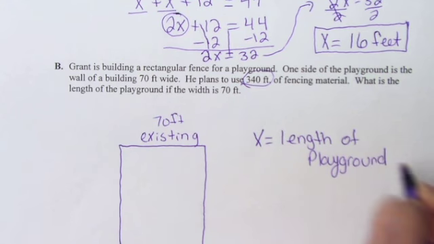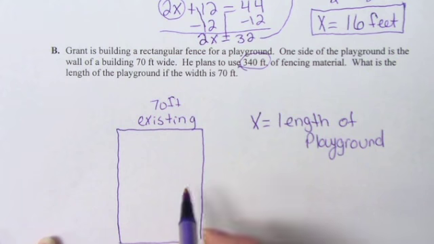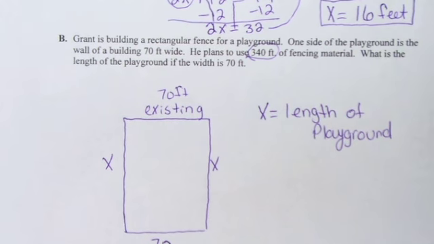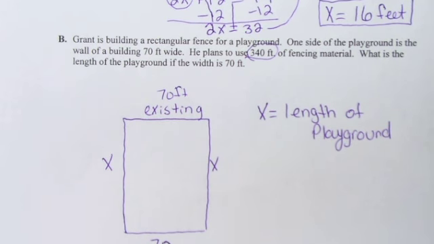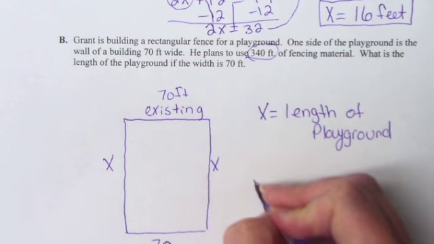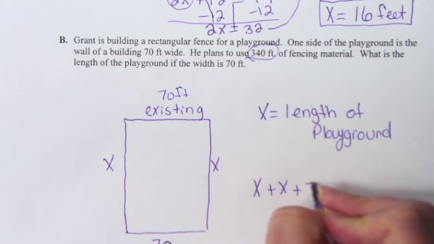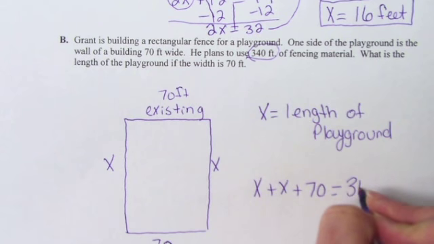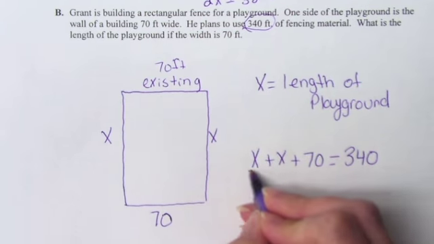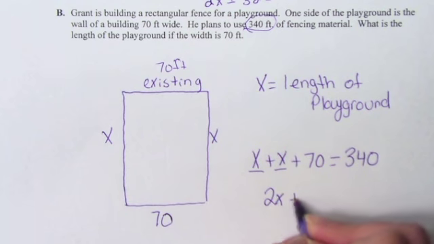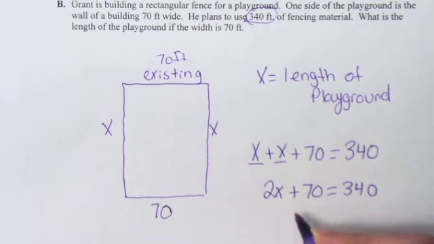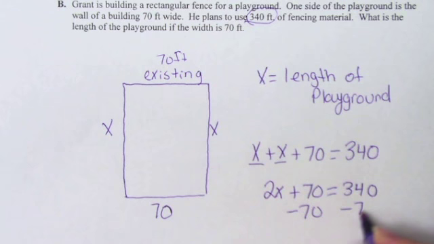So again, we can label the lengths. We know they have to be the same, so we can label each of those x. Now we can set up our perimeter to equal the 340 feet. We add up the x, 70, and the x. So x plus x plus 70 has to equal 340 feet of fencing. Combine our x's, so we get 2x plus 70 equals 340. Subtract 70 from both sides.